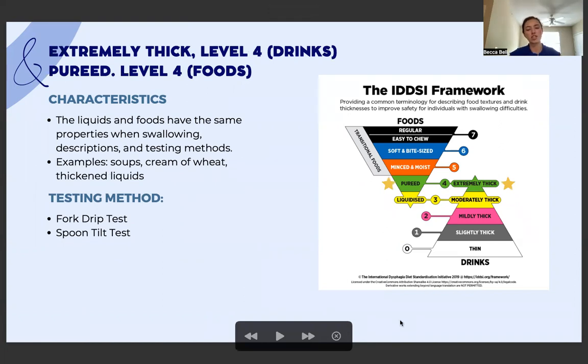Level 4, we have extremely thick liquids and pureed foods. These liquids and foods have the same properties when swallowing, and they also have the same descriptions and testing methods. Examples of this are soups, cream of wheat, and thickened liquids, and the testing methods are the fork drip test and the spoon tilt test, which I'll discuss next.